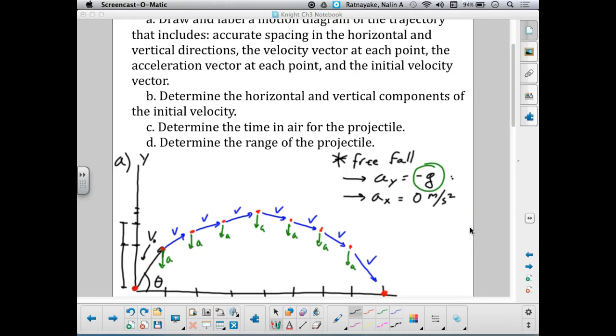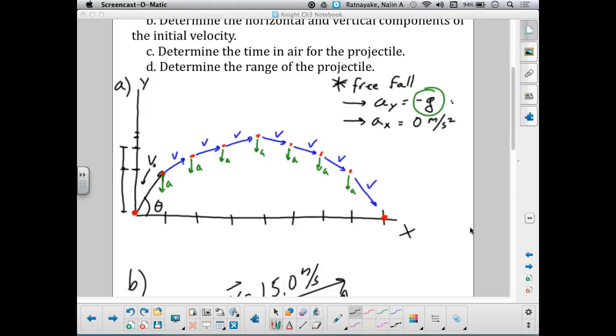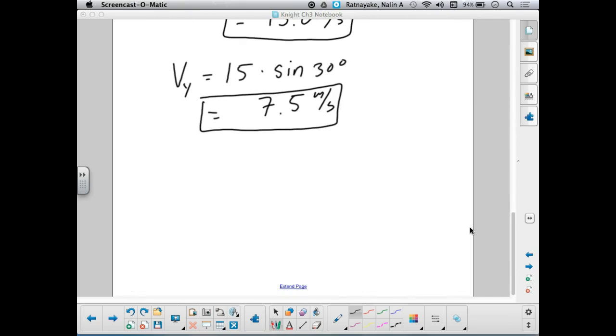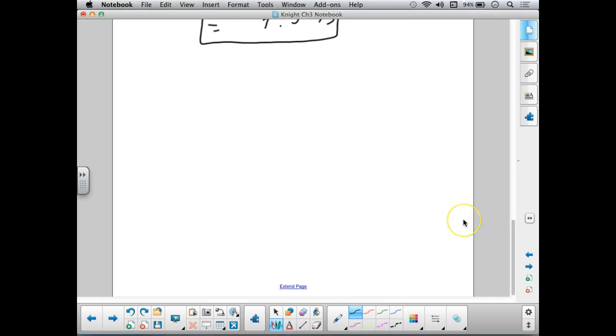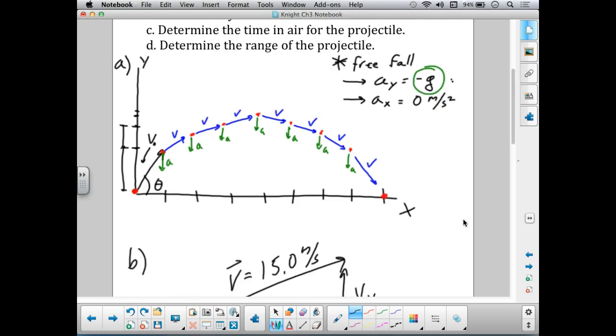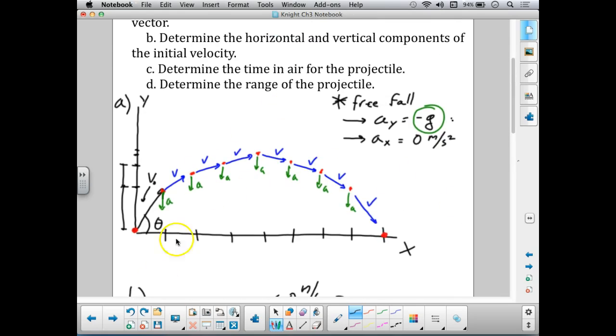Okay, let's go on to part C, which is determining the time in the air for the projectile. And in order to do that, I'm going to have to choose one of my directions, horizontal or vertical, and use it to find delta t, which is the time that the projectile spends in the air. In this case, I want to use the vertical motion only. And the reason I want to do that is that the limiting factor on how long this projectile is going to be in the air is basically how long it takes to return back to the ground.